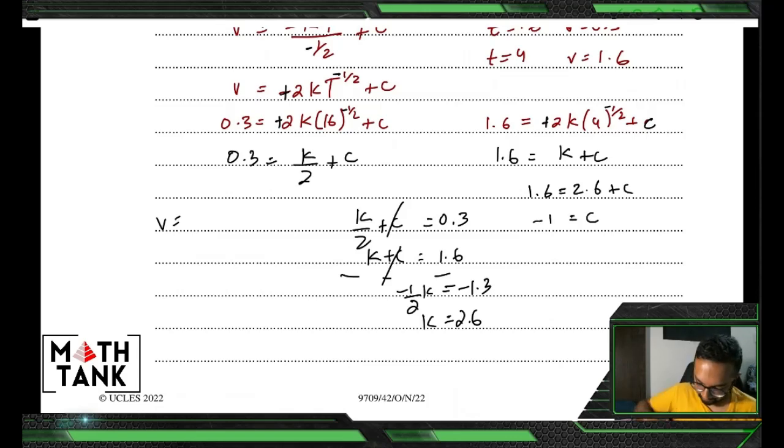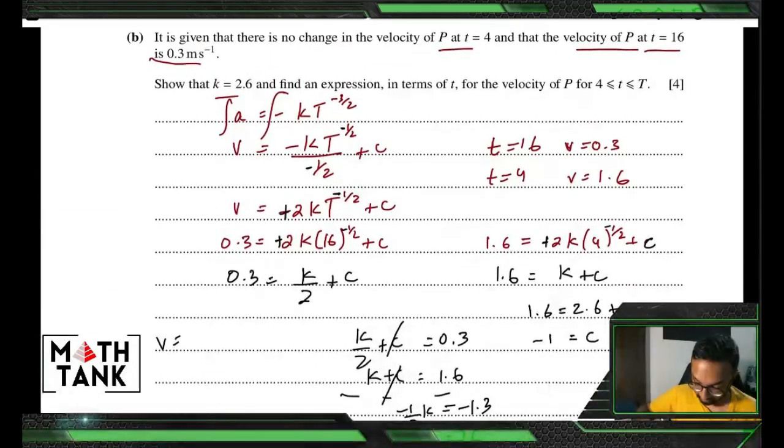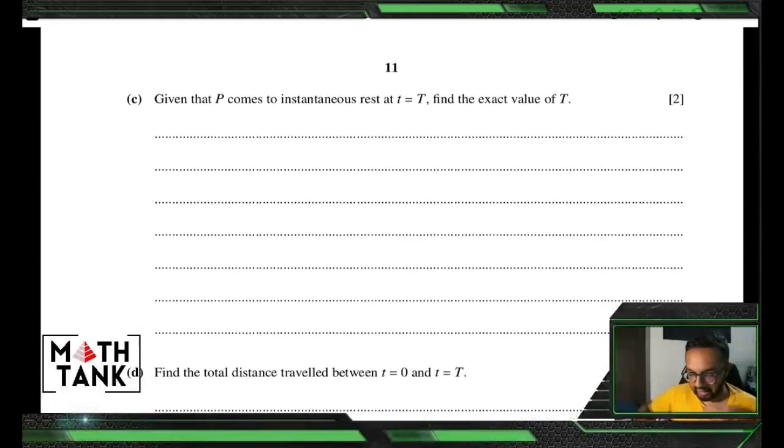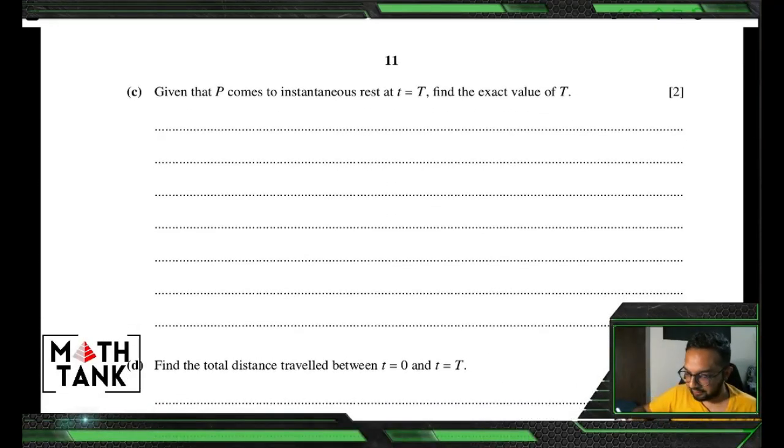So the expression would therefore be, there's a lack of space here because I've done a lot of working. So v equals 2.6 t power minus half minus 1, so that's 5.2 t power minus half minus 1. That's the expression for v, which is what the question is asking. Okay. Given that p comes to instantaneous rest at t equals t, find the exact value of t.